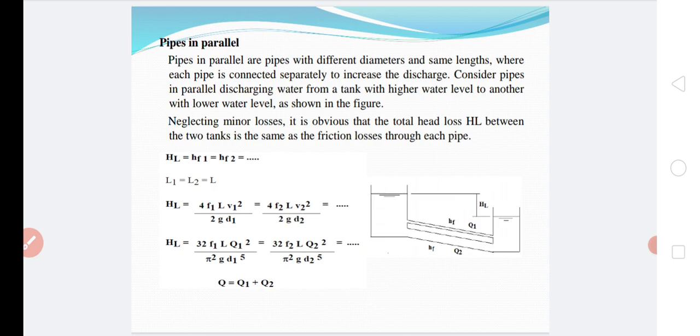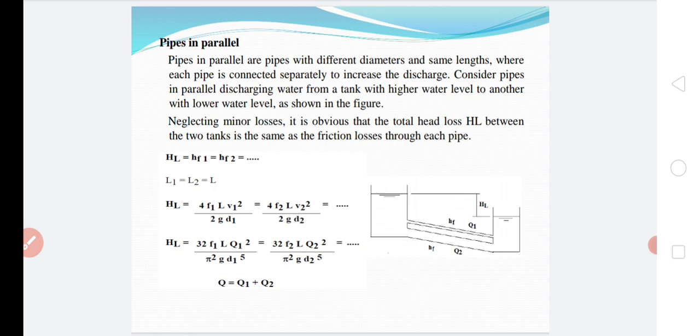On the left side there is the tank number 1, and below that the reservoir, that is tank number 2. Tank number 1 is connected to tank number 2, all with a fixed length and different diameters. So we can easily write L1 equals L2 equals L.